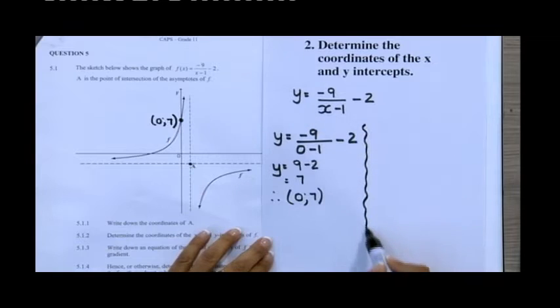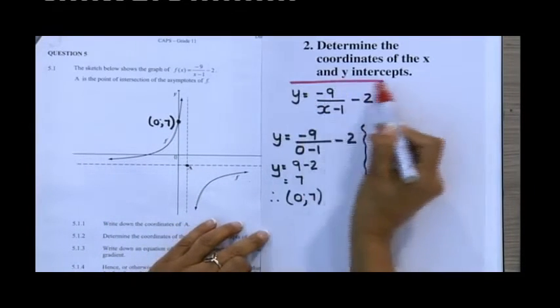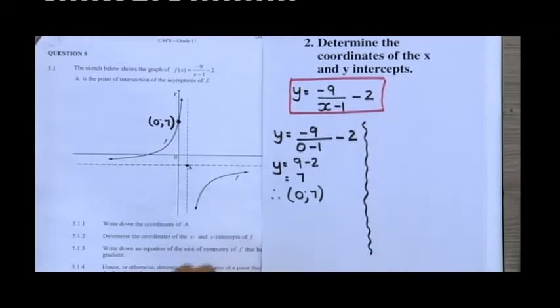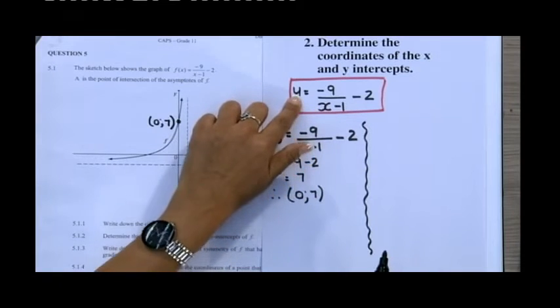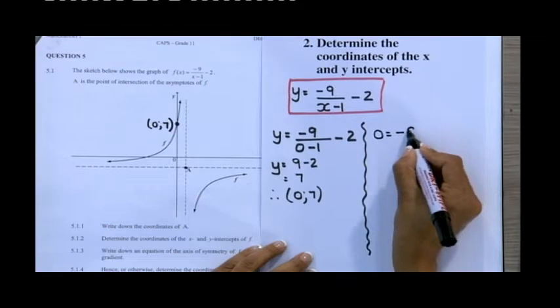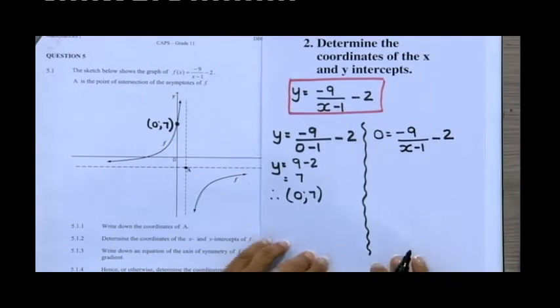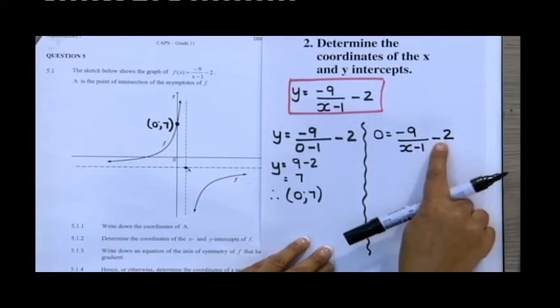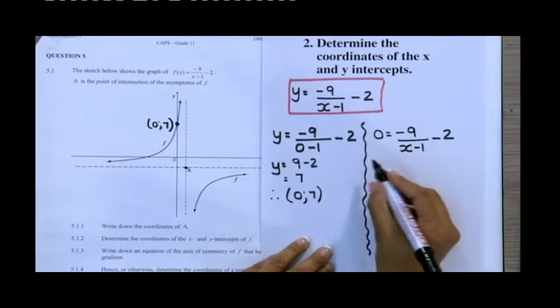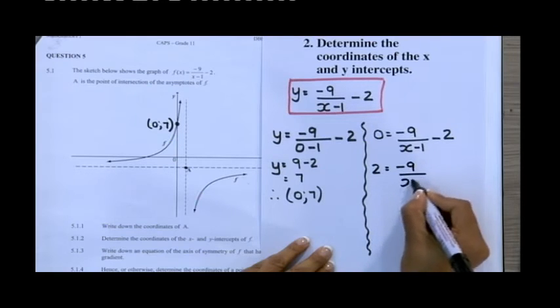So I've just determined the y-intercept, but now I'm going to get the x-intercept. I'm still using this equation that was given to me. If you want to determine the x-intercept, you now need to make y 0. So you are going to say 0 is equal to negative 9 over x minus 1, minus 2. And you are going to get x alone. I'm first going to carry this negative 2 over to this side, and it gives me 2, which is equal to negative 9 over x minus 1.